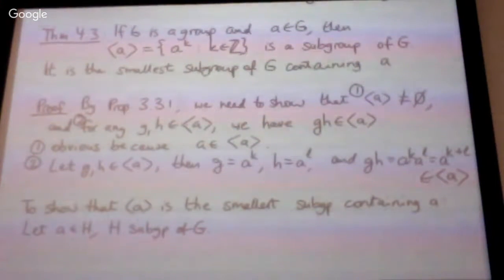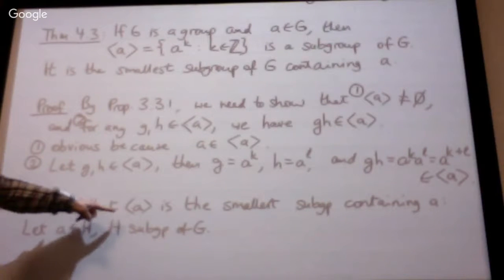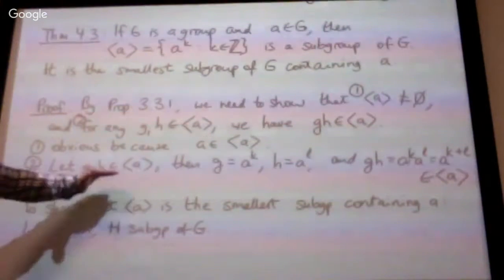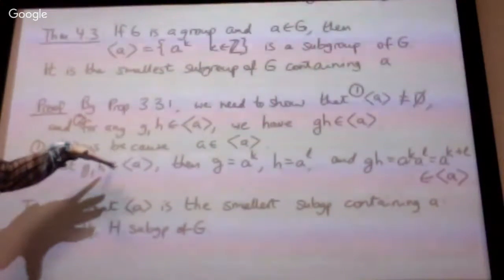Now, this book is making a shortcut a little bit. Clearly, any subgroup H of G containing A must contain all the powers of A by closure. So it's obvious that you have to have all the powers of A. But if you wanted to prove it properly, you'd say, okay, by induction. It contains A. I want to show that it contains A to the K for all positive integers K.